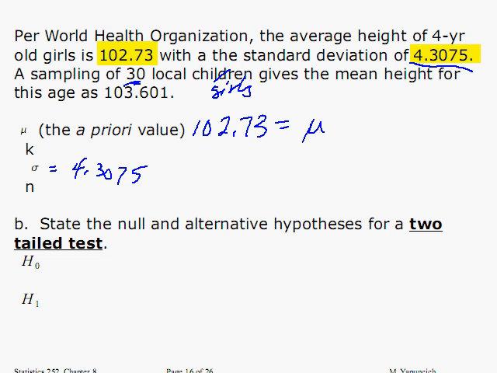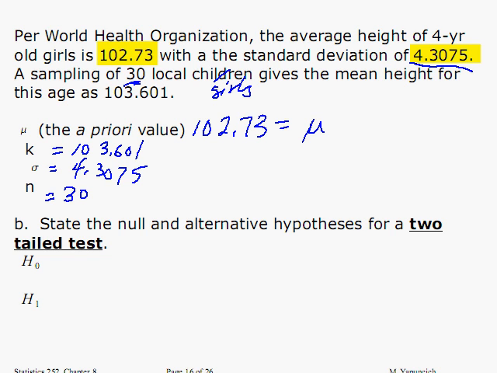So you measure the heights of these 30 kids. That means your sample size is 30, so n is 30. And when you measured all these, you came up with a mean height of 103.601. All right, that's pretty close to 102, but maybe it's not. Maybe it shows a trend. Maybe it's statistically different. And that's why you use hypothesis testing.